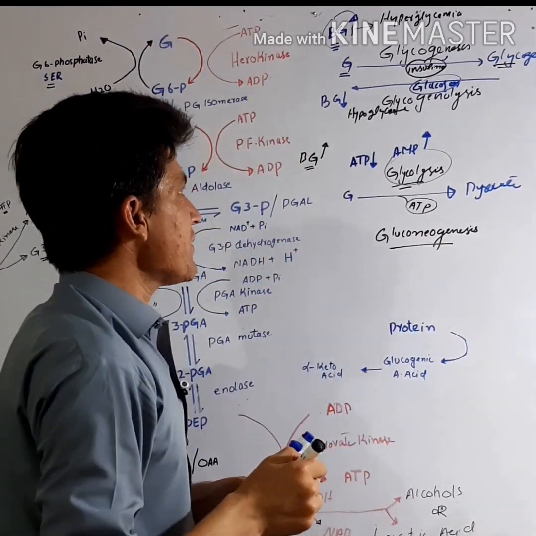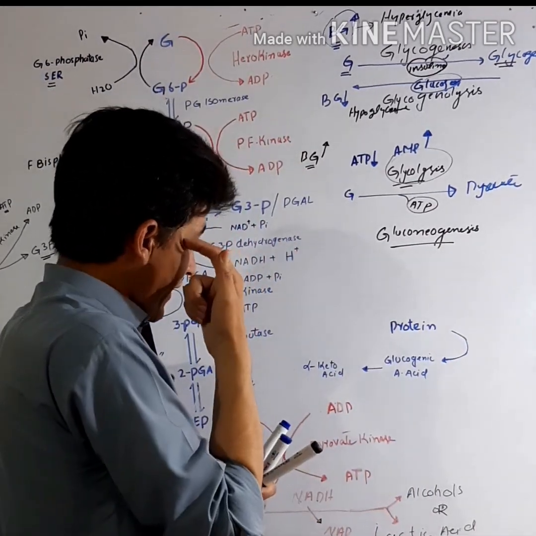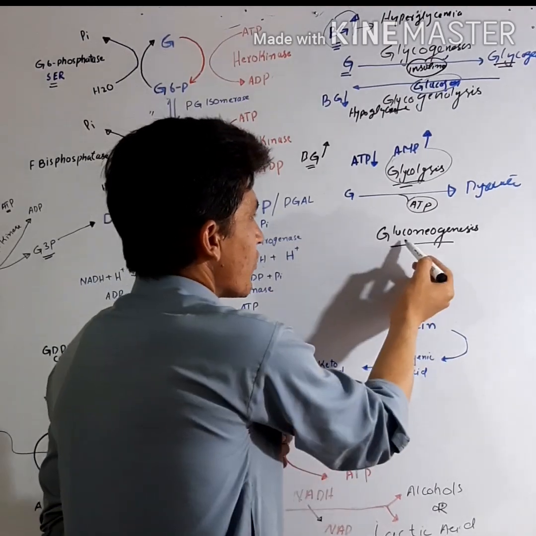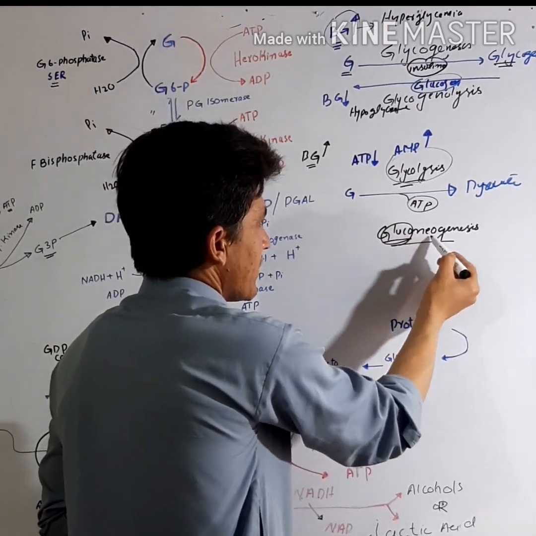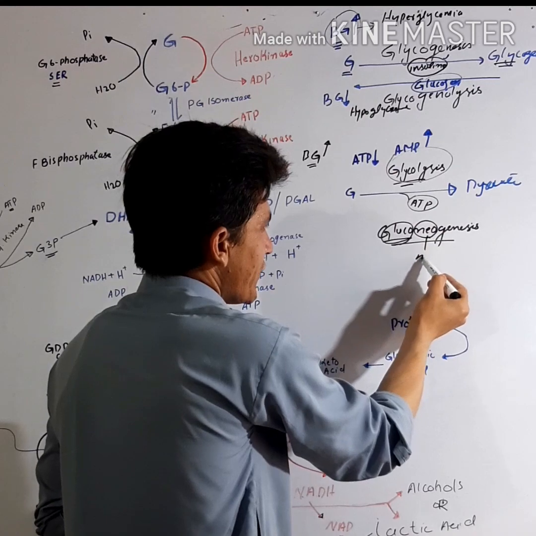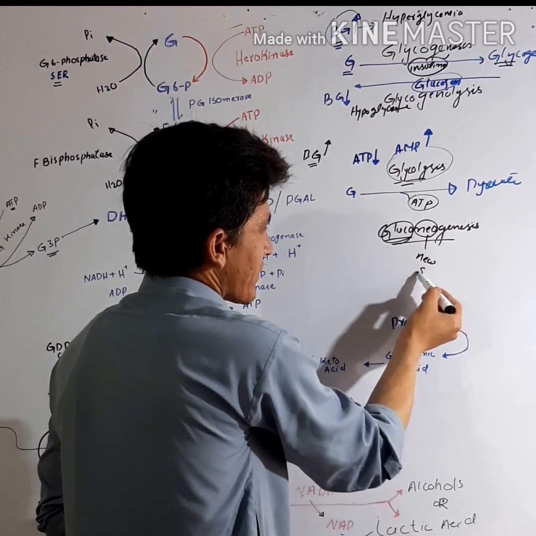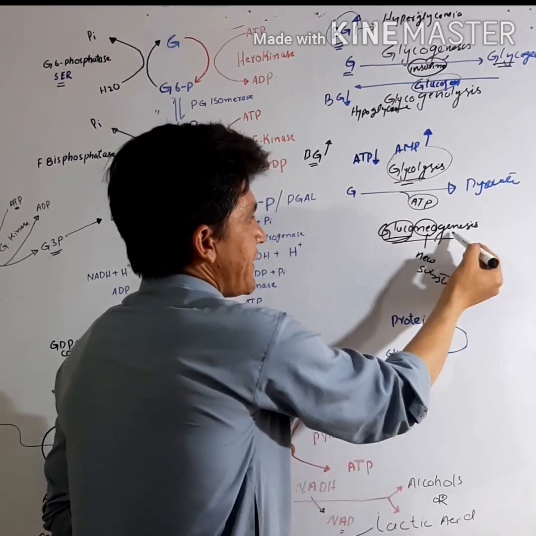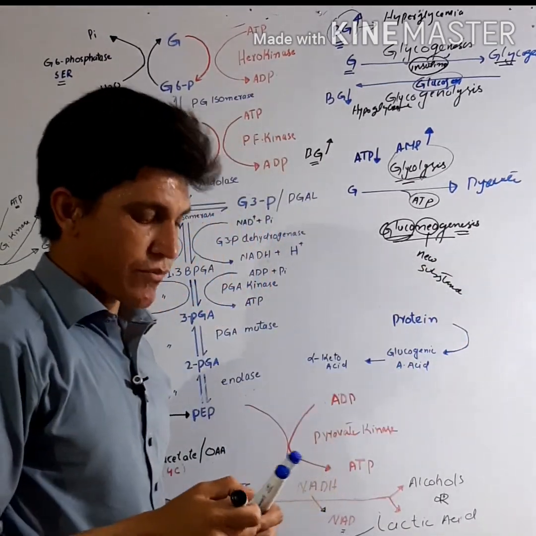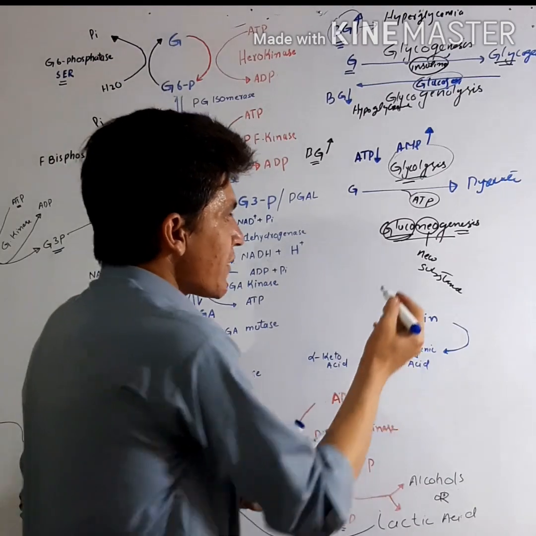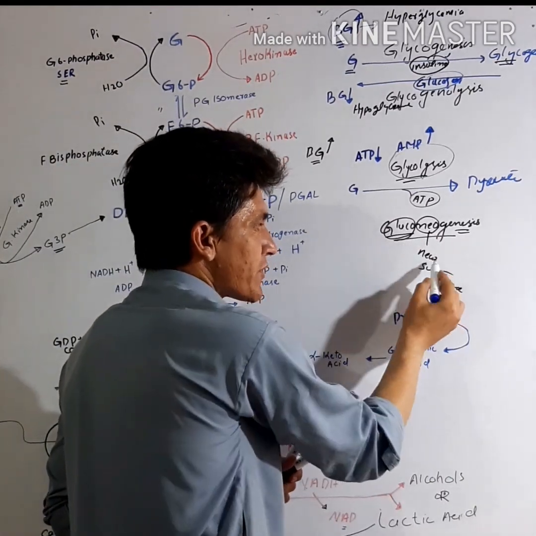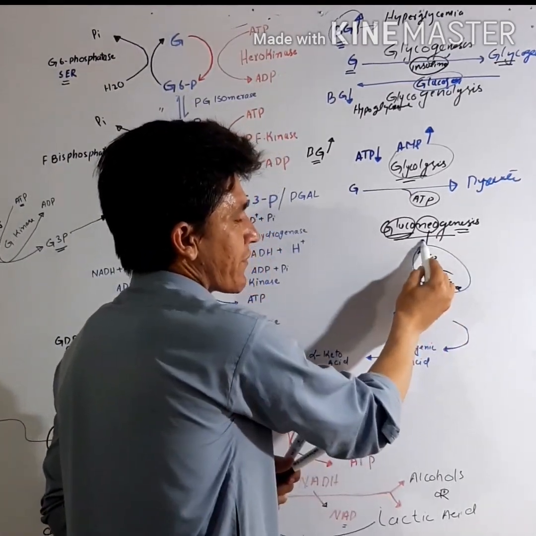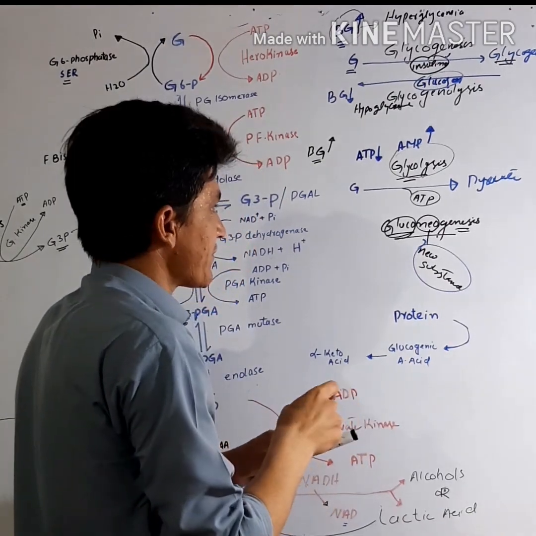The third term is gluconeogenesis. What is meant by gluconeogenesis? Actually, gluco means glucose and neo means new substances, and genesis means synthesis or generation. So the synthesis of glucose from new substances, from new precursors, is known as gluconeogenesis.